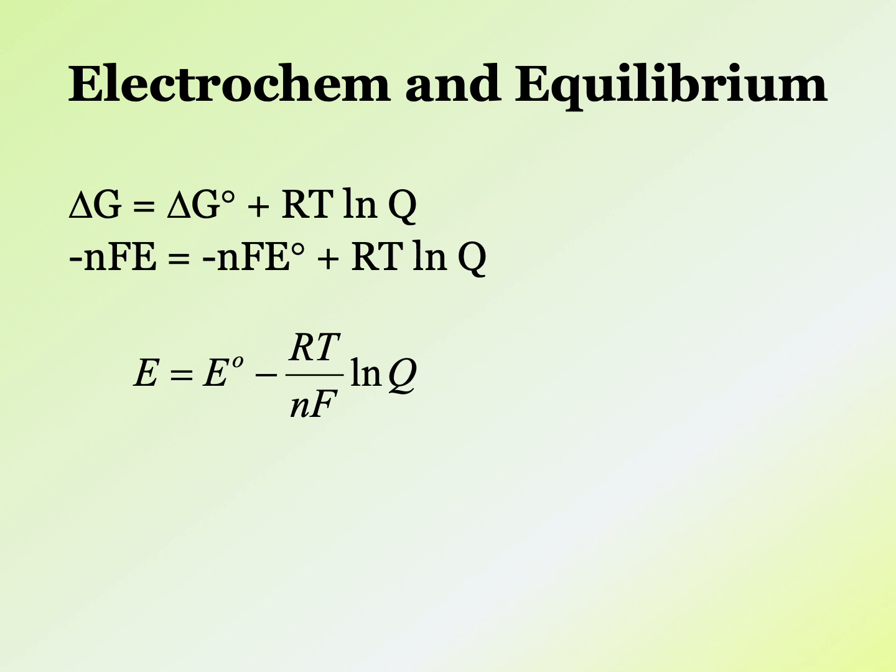So we could use this equation to figure out what the new E would be if we know the E of the cell. Remember, R is a constant, T is the temperature, n is the moles of electrons, F is Faraday's constant, and then we have the natural log of Q. So if we know those changes, we could figure out what the new E value of the cell would be under those non-standard conditions. And this is that last equation under thermodynamics and electrochem.